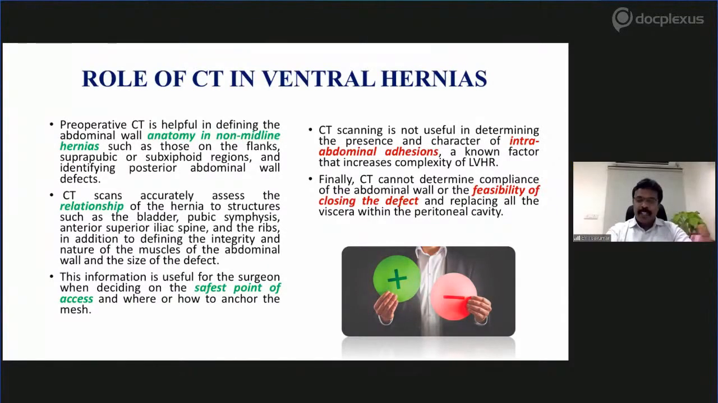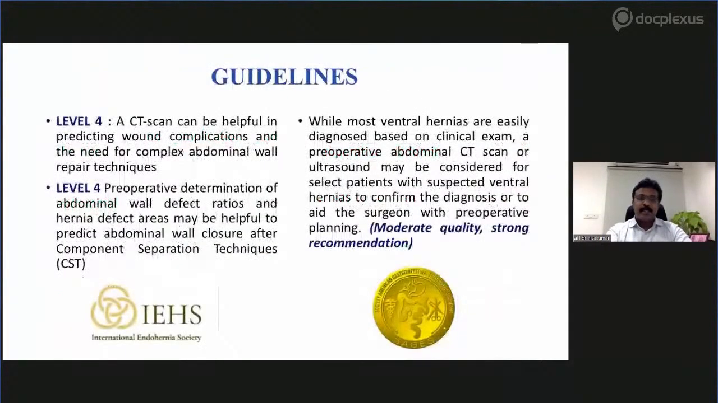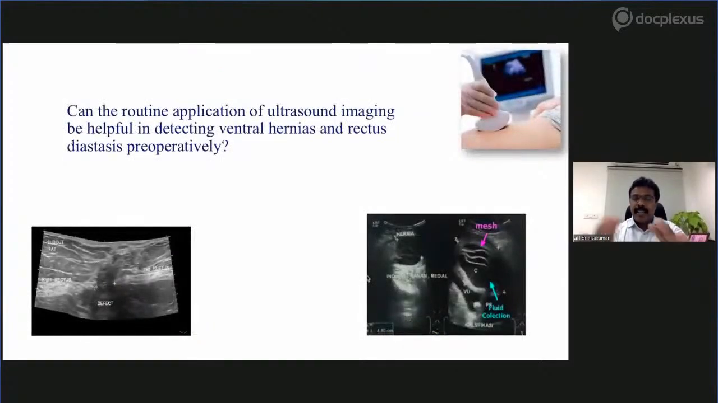Okay, so many of us go for the CT because the strong guidelines say CT scan is helpful in predicting wound complications as well as the need for complex abdominal wall repair techniques, and we can measure the defect size. Whatever you people talked about is well taken. So a CT scan or any other form of scan is important before the surgery. Can the routine application of ultrasound imaging be helpful in detecting ventral hernia and rectus diseases preoperatively? Dr. Anil Sharma, sir.